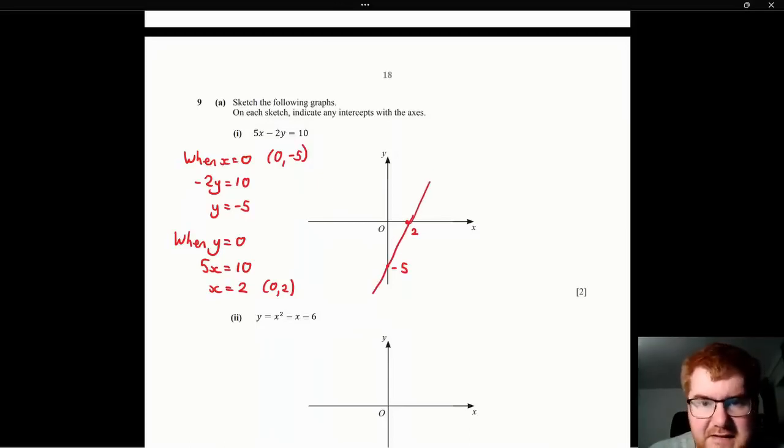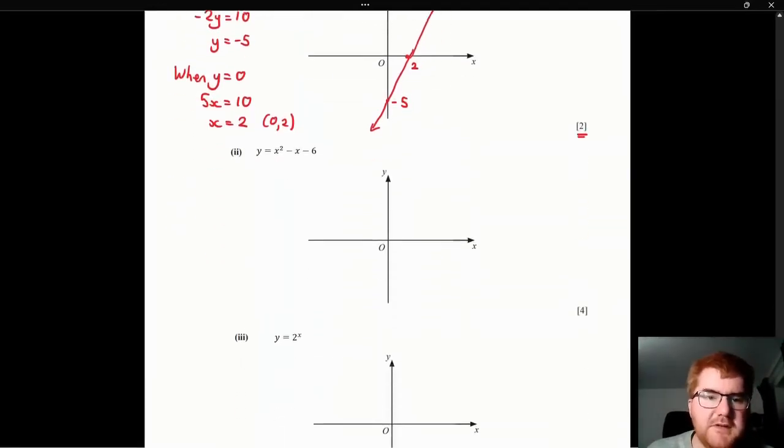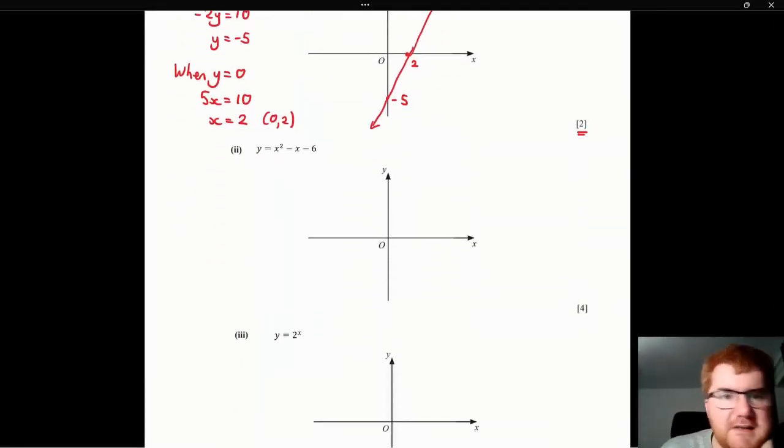Again, we put in the intercepts, which is the most important part here. We don't actually have to write on, strictly speaking, what the gradient is here to get the 2 marks. This one here, again, we want to sketch our quadratic. First of all, we know that the y-intercept is minus 6, so we can pop that down here.